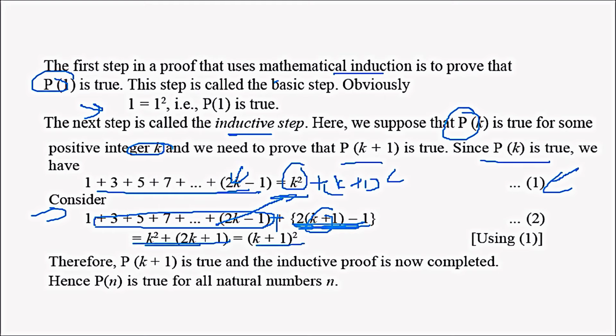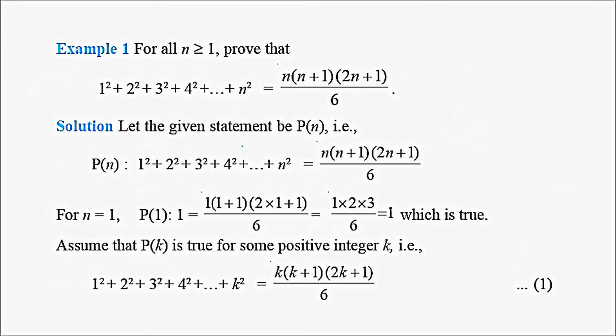And this is what we wanted to know, because if it is true for k, then for k plus 1 it gives you k plus 1 whole square. For k, it gave you k square. For k plus 1, it gave you k plus 1 whole square. So Pk plus 1 is true and the inductive proof is completed. So now you can state or assert that Pn is true for all natural numbers n.